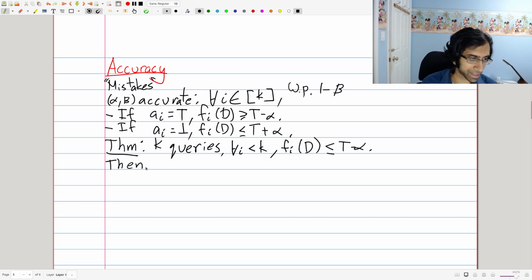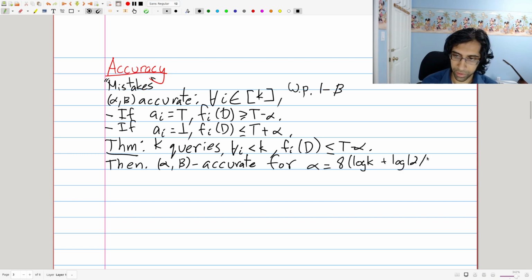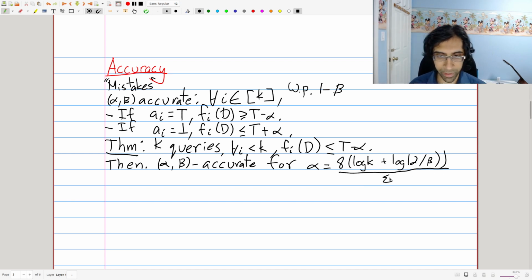Then above threshold is going to be (alpha, beta)-accurate for alpha equal to the following value: 8 (log k plus log 2 over beta) over epsilon. So in particular, it's not going to stop until the very final time. It's something implied by this.